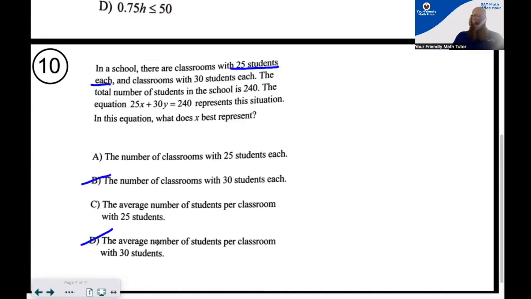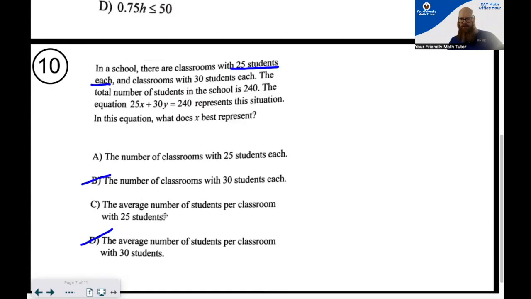All right. So then we say, is the number of classrooms with 25 students each, does that make sense for X? So let's say X were 2, and I did 2 times 25. Well, if there were 2 classrooms with 25 students each, then it would make sense to do 2 times 25 or 3 times 25. So that one looks good. I would just check the other one.